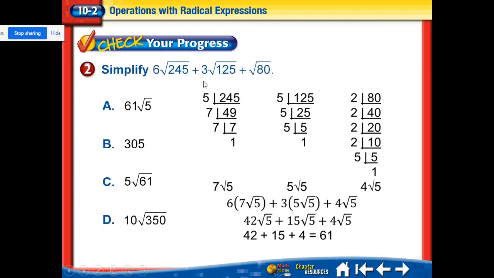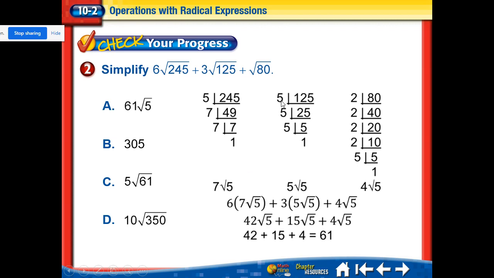So here, 245, 125, and 80. Well, 245 is 5 times 49. And then what goes into 49? Well, 7 times 7. And then 7 is 1. So that becomes 7 square roots of 5 here.